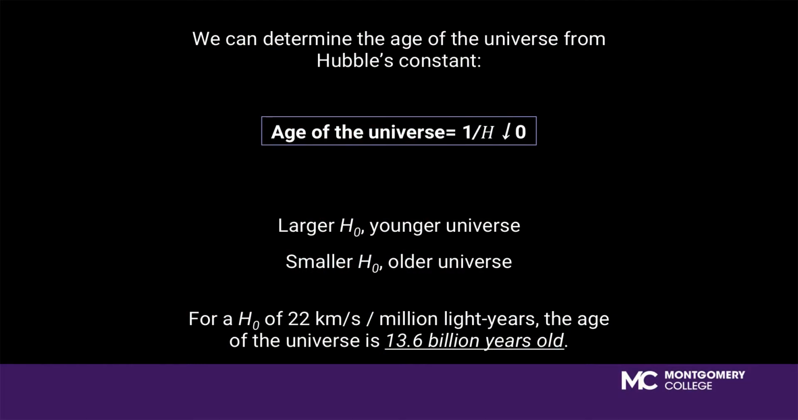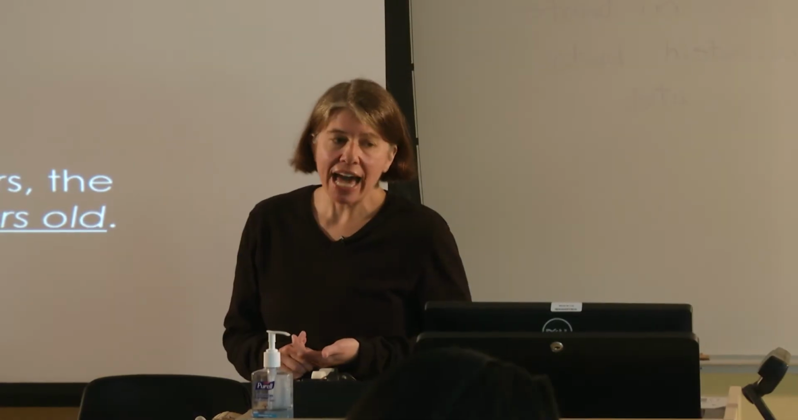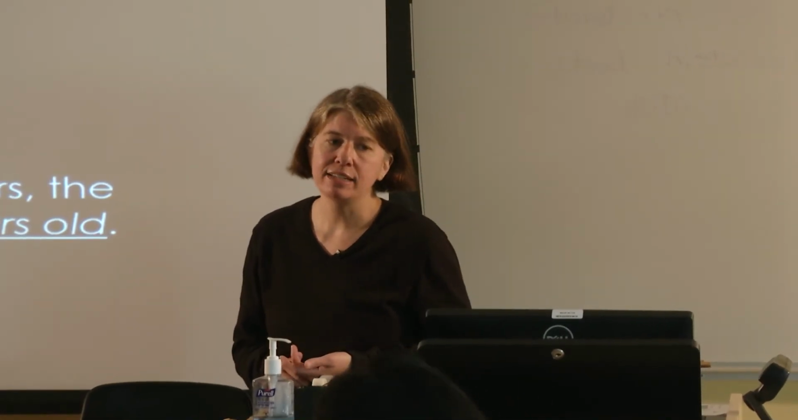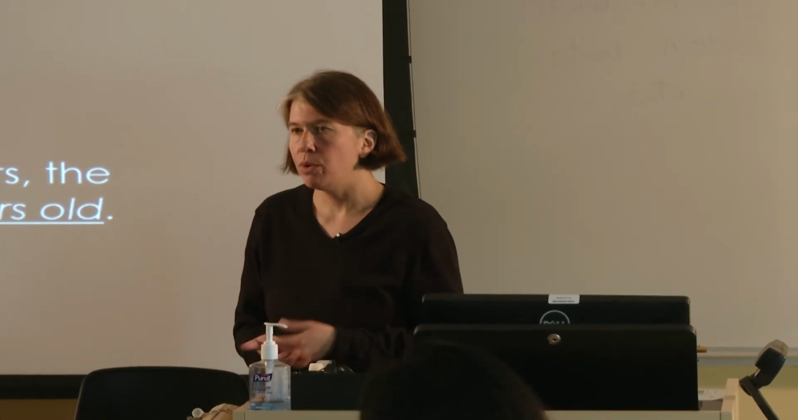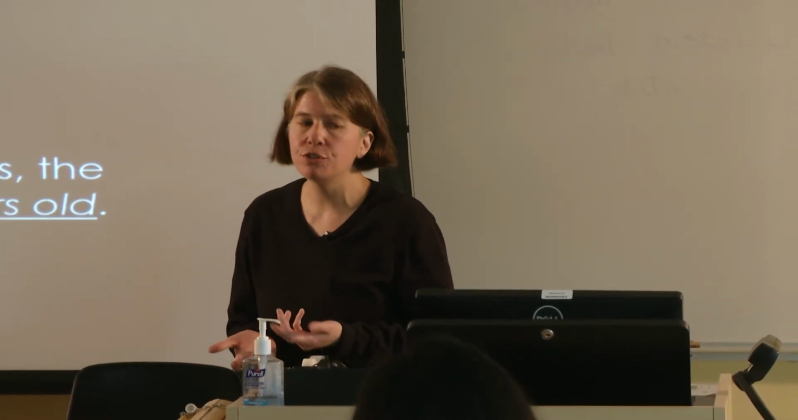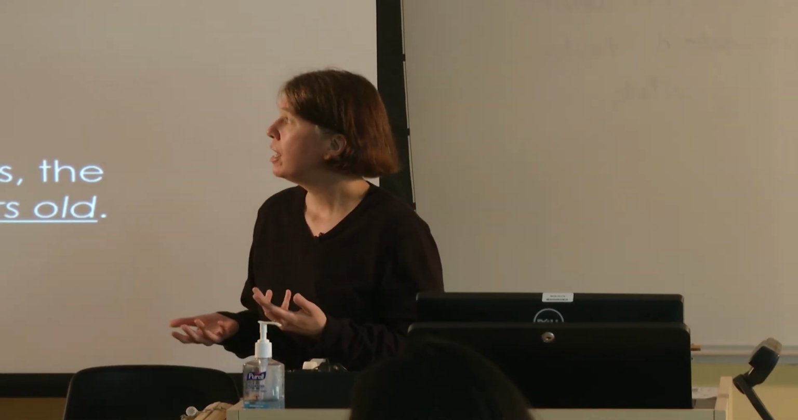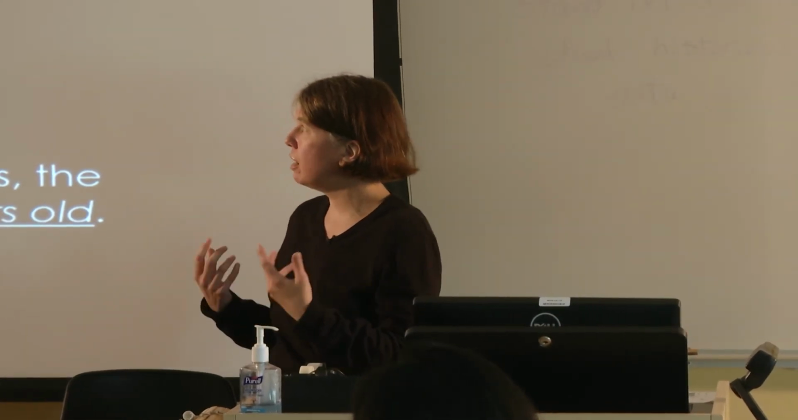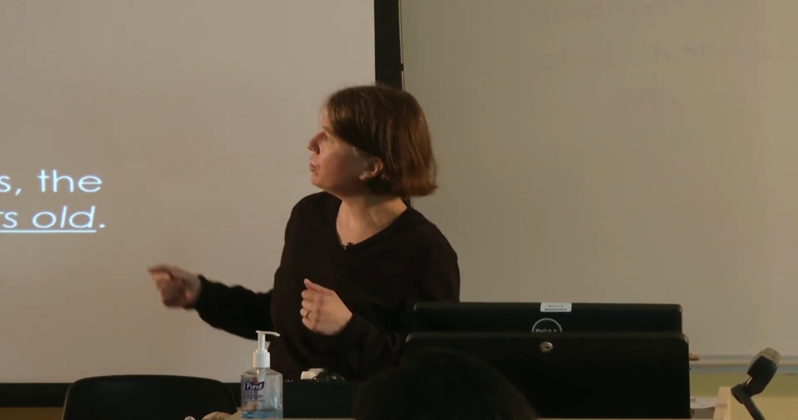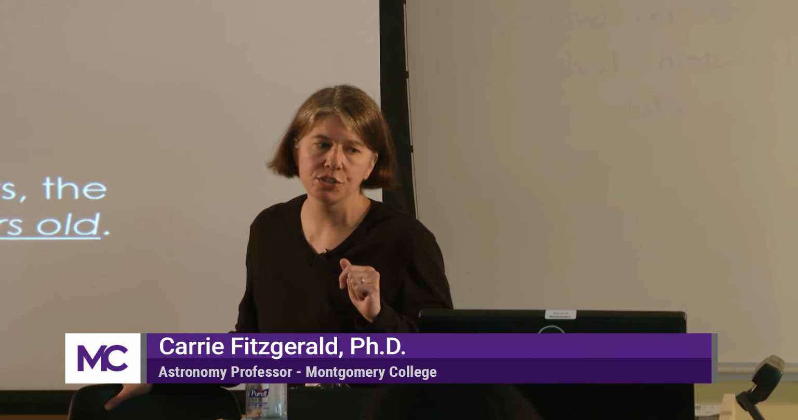Okay. So the age of the universe is 1 over the Hubble constant. This is why it's important to know the Hubble constant. If the value that we get for the Hubble constant is too large, we would have calculated a universe that's younger than it actually is, right? Because H naught is in the denominator. Similarly, if we calculate the age of the universe with a value that's too small for the Hubble constant, the universe is older than we think it is.